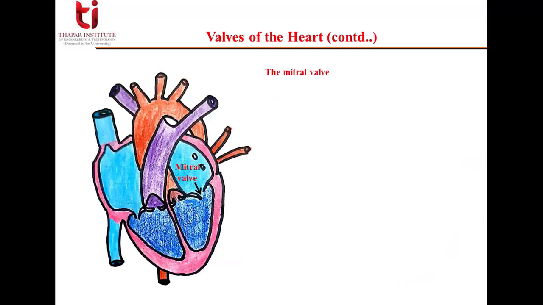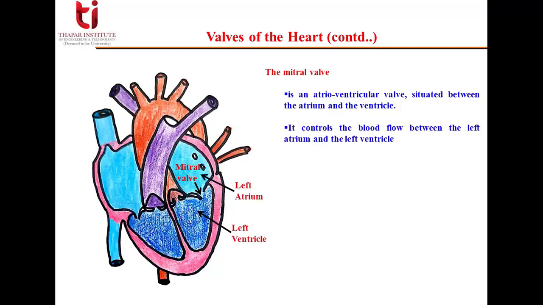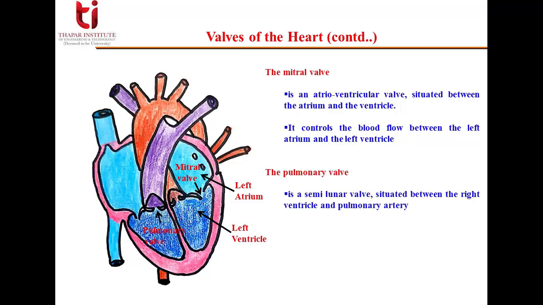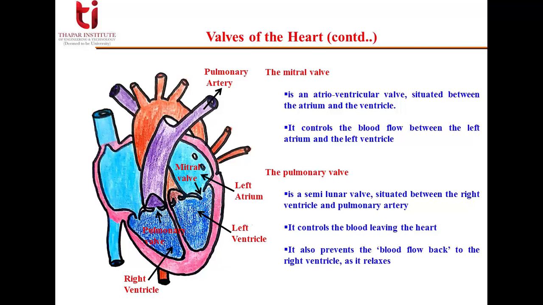The mitral valve is also an atrioventricular valve situated between the atrium and the ventricle. It controls the blood flow between the left atrium and the left ventricle. Next, the pulmonary valve is a semilunar valve situated between the right ventricle and the pulmonary artery. It controls the blood leaving the heart. It also prevents the blood flowing back to the right ventricle as it relaxes.